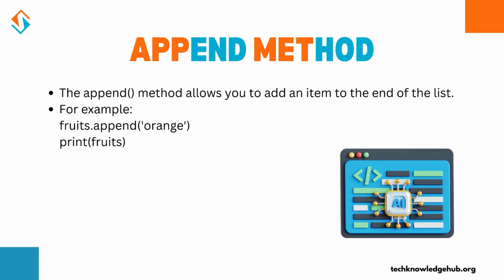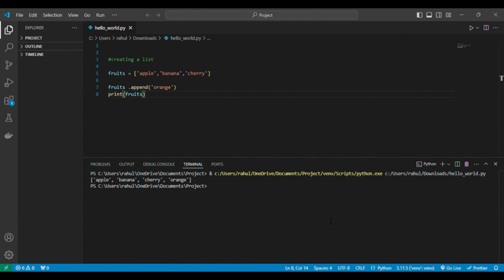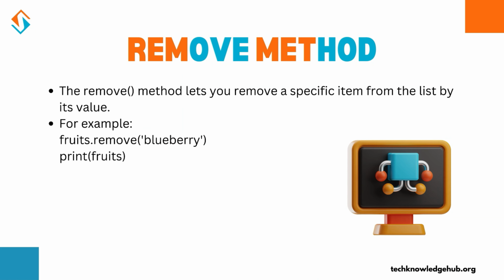Append method. The append method allows you to add an item to the end of the list. fruits.append("orange"), then print(fruits). This is a quick way to add new elements without modifying any existing ones. Remove method. The remove method lets you remove a specific item from the list by its value.